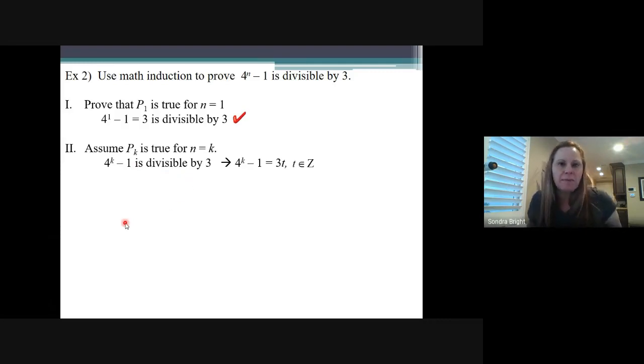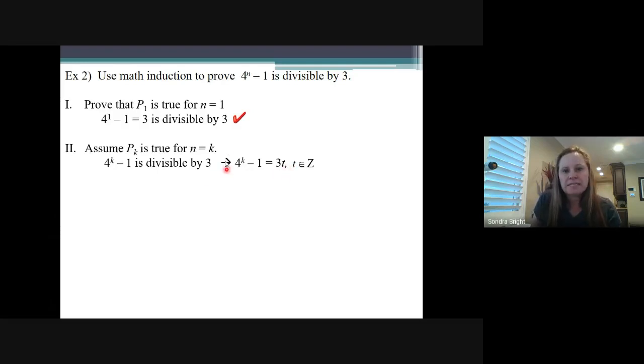To be divisible by 3 means that whatever number this ends up equaling, it's 3 times some number, where that number must be an integer. It has to be an integer because otherwise it doesn't make sense. 13 is not divisible by 3, because to be divisible by 3 means that it is a multiple of 3. An integer could be negative or positive, but it's not a fraction. It's got to be either 3 times 1 or 3 times 2 or 3 times 3. Those are things that are divisible by 3.